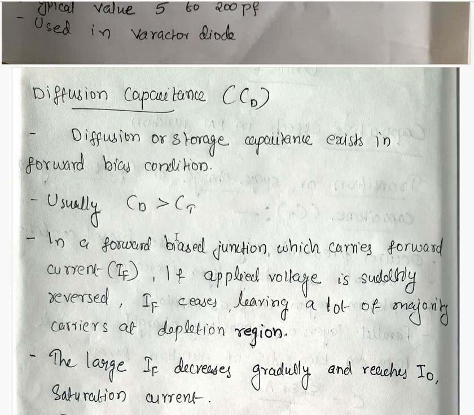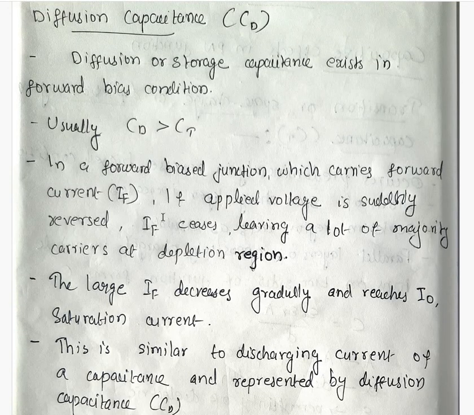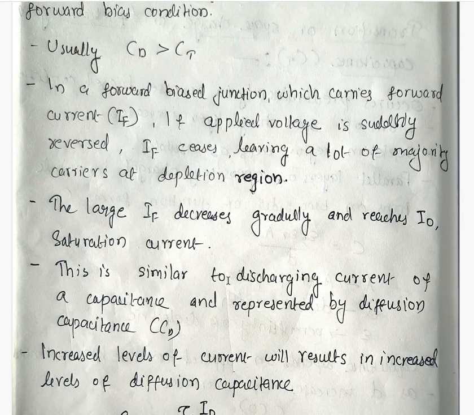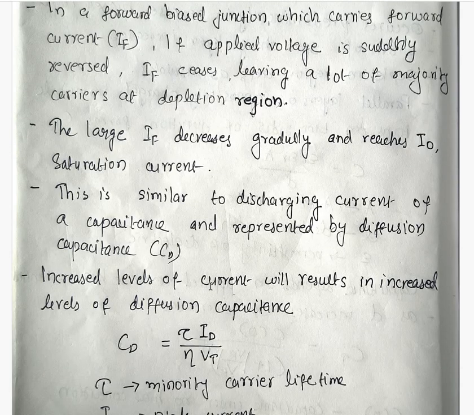Diffusion capacitance is another type of capacitance which happens in forward biased condition. Usually the value of the diffusion capacitance is much higher than the transition capacitance. In forward bias, which carries forward current IF, consider the diode is at a higher forward bias voltage and we suddenly reverse it to a reverse bias. There are stored majority carriers available in the depletion region which have to come out. Because of this, a capacitance happens because of the discharging of the stored charge carriers.